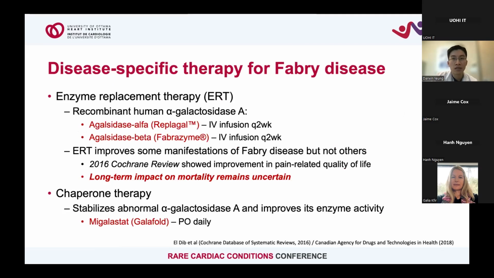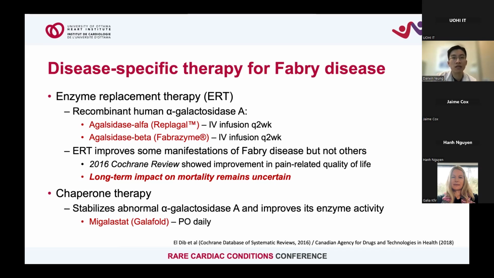Once Fabry disease is identified and diagnosed, management can take the form of disease-specific therapy as well as management of the cardiac complications of Fabry disease. Disease-specific therapy includes enzyme replacement therapy, for which there are 2 approved IV infusion options, and chaperone therapy, which stabilizes abnormal enzymes and improves enzyme activity, which has the added advantage of being an oral formulation, but is limited to eligible patients with specific genetic variants.